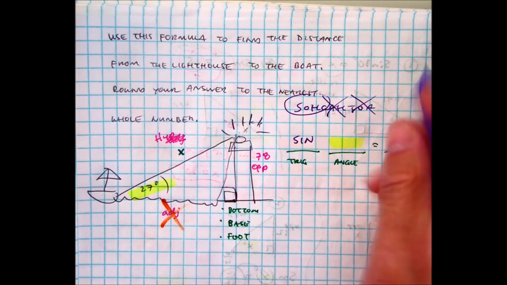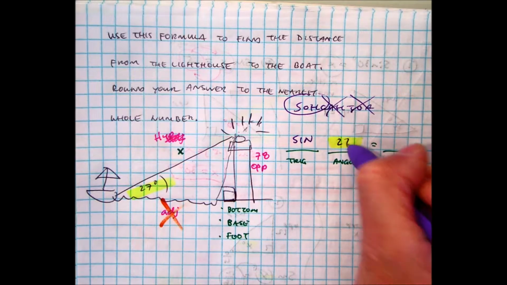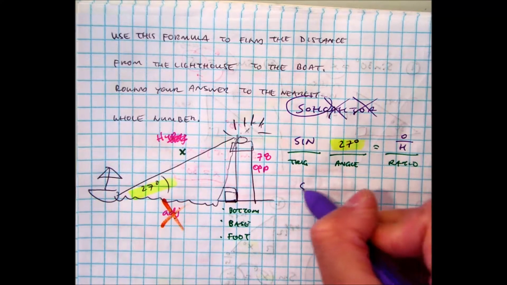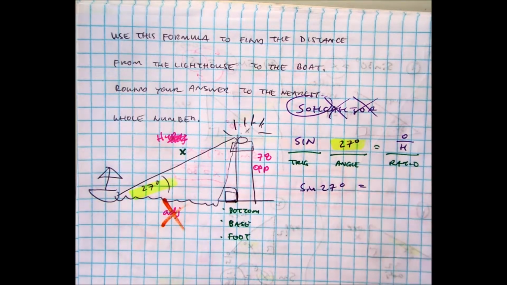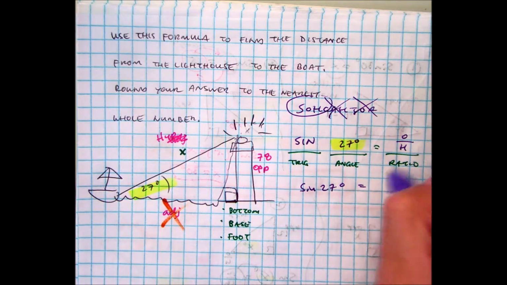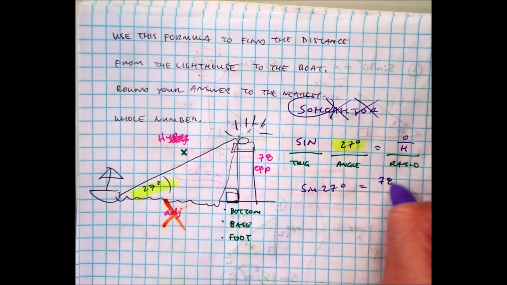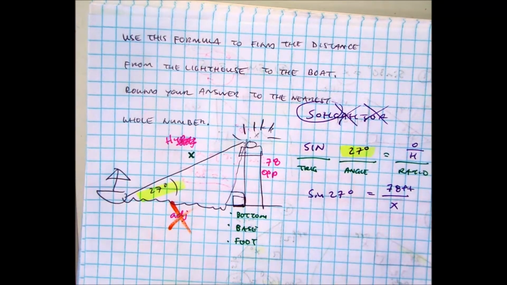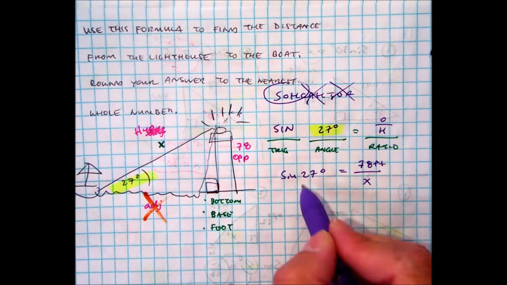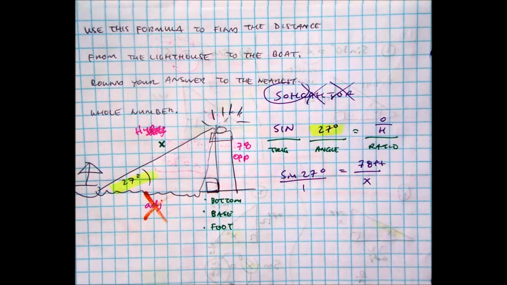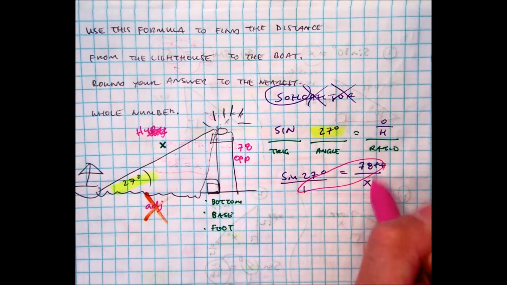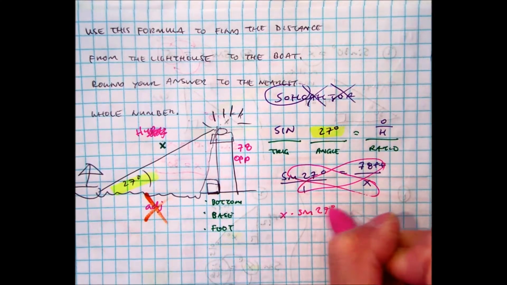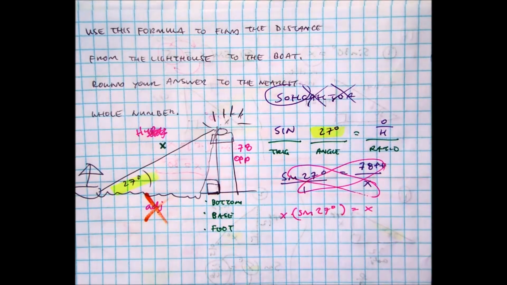What's our angle? 27 degrees. And then our ratio is opposite of the hypotenuse. So I have sine of 27. Go ahead and do your substitutions. 78 feet over the hypotenuse, which is x. Class, how do you solve proportions? Cross multiply. So I have x times sine of 27 equals 78.